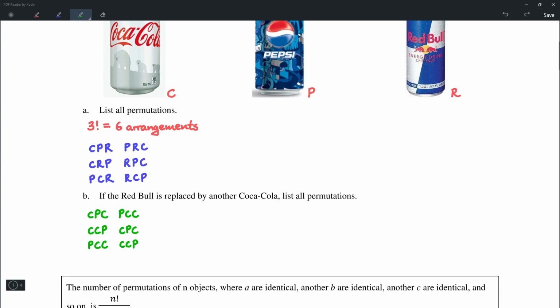Notice that some of the permutations are now the same. So for example, we have 2 CPCs, we have 2 CCPs, and finally we have 2 PCC. That is to say, we actually only have 3 permutations, or 3 arrangements.